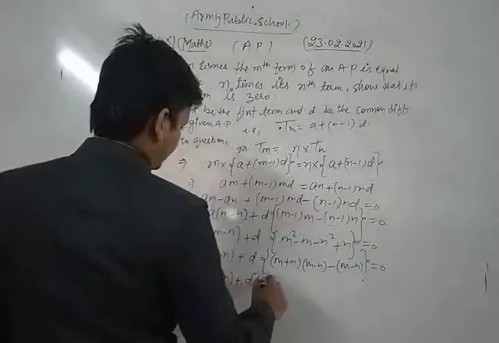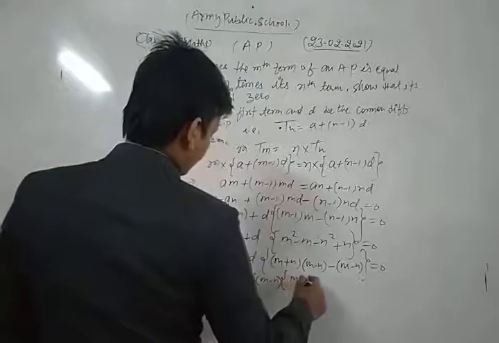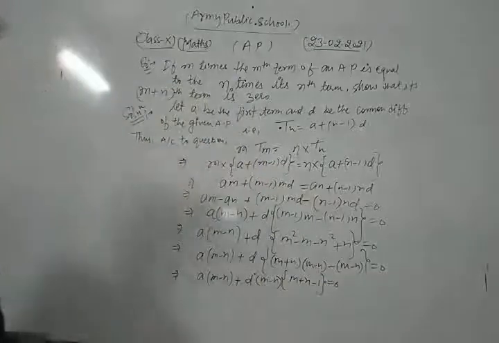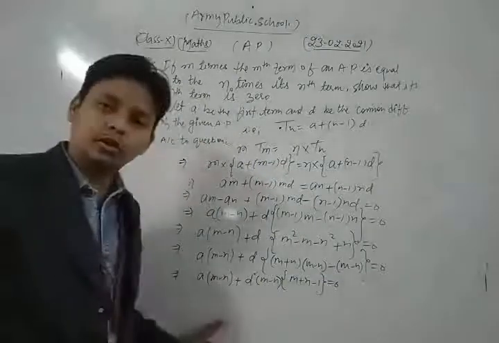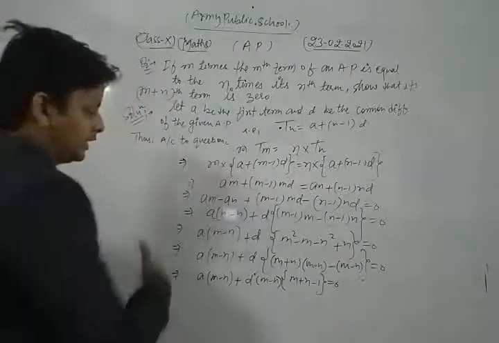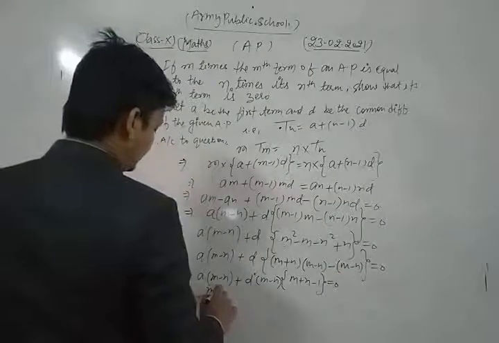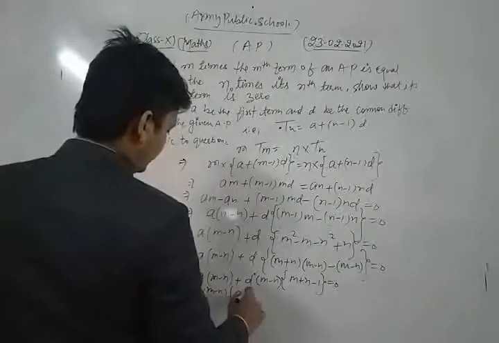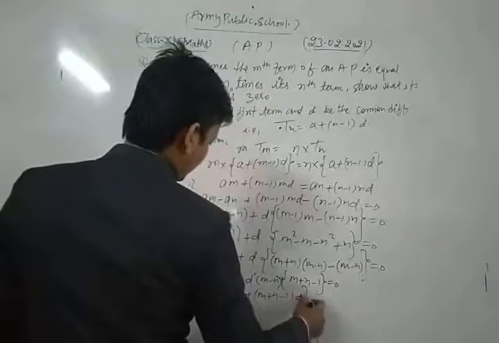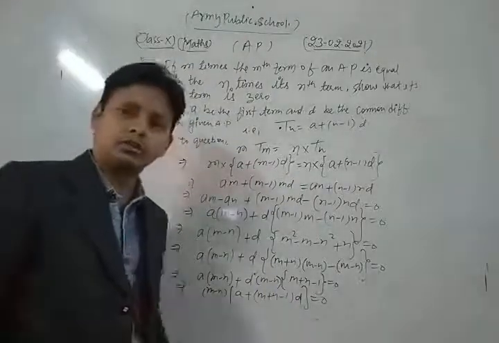d into, we take m minus n as common, so we get m plus n minus 1, is equal to 0. Now from the whole expression we take m minus n as common, and we transfer that to the other side, that is 0, so we get (a plus (m plus n minus 1) into d) is equal to 0. Now m minus n transferred to that side, 0 upon m minus n, that is equal to 0.